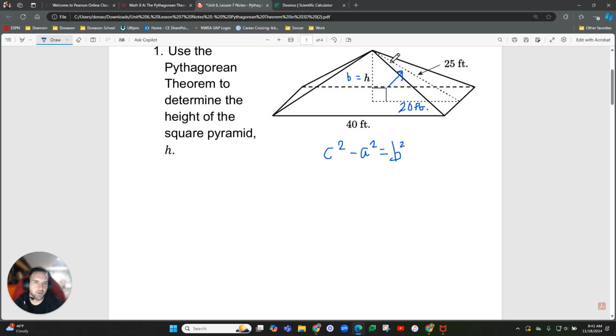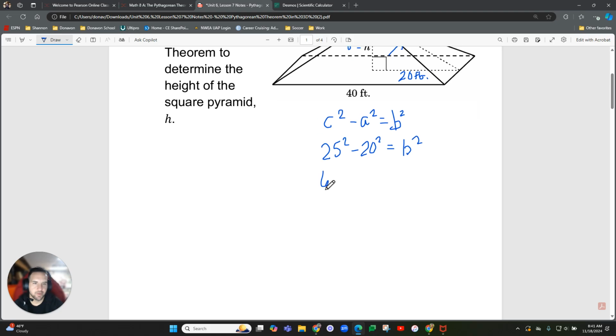Our hypotenuse, or c, is 25. So that's 25 squared. And our leg is 20, but then we have to square it. Then 25 squared, I believe, is 625, and 20 squared is 400. That's going to be equal to b squared, or the height squared. And then 625 minus 400 is 225, which is equal to b squared.